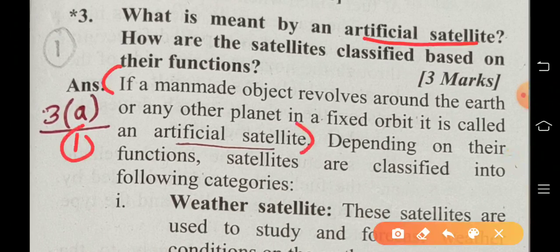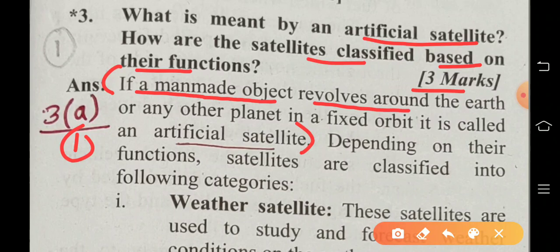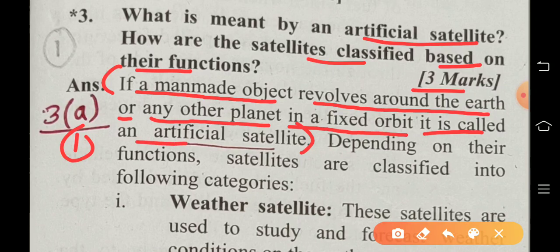How are the satellites classified based on their functions? So this is a 3-mark question. Sometimes more than 3 marks. So if you are writing, now see the answer. What is meant by artificial satellite? If man-made objects revolve around the earth or any other planet in a fixed orbit, it is called an artificial satellite. So this is the answer of artificial satellite.